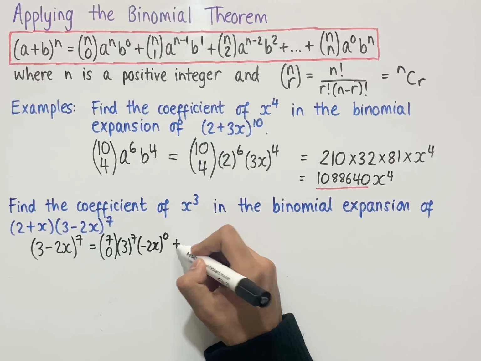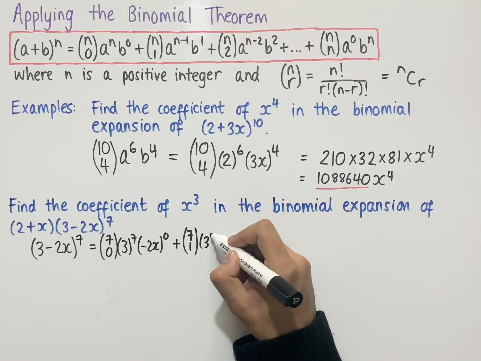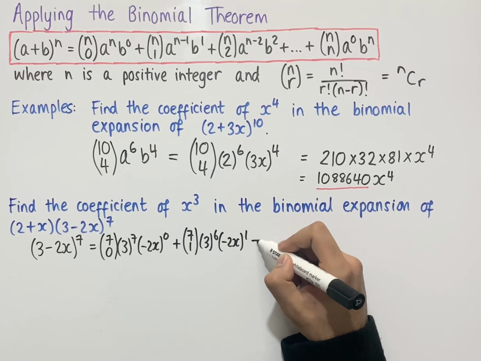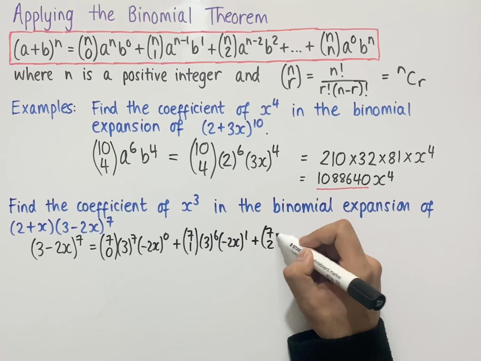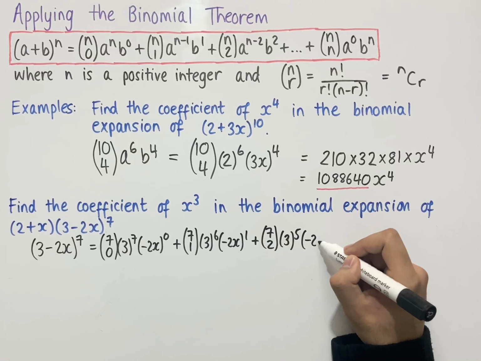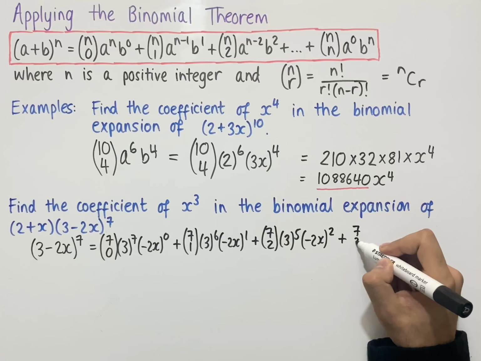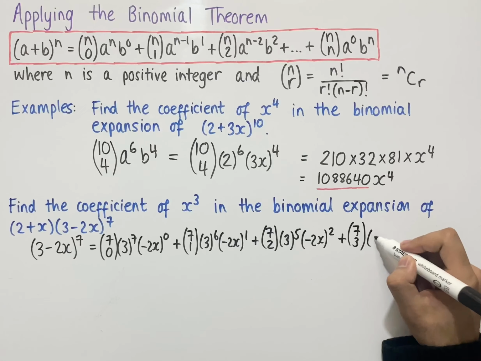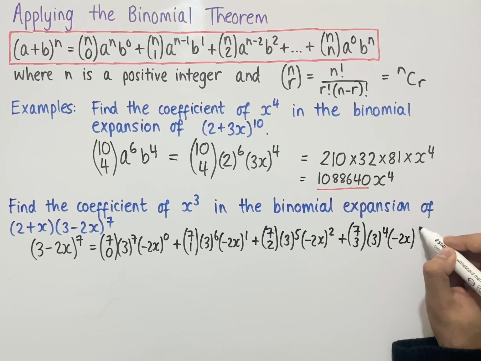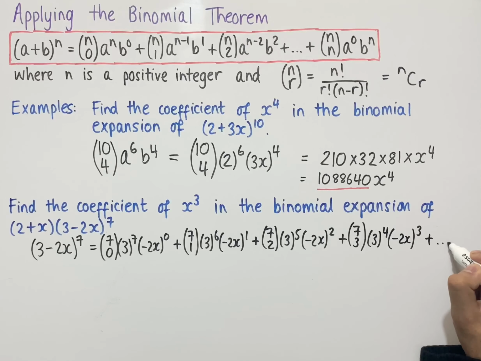And then the next term is 7 choose 1 multiplied with 3 to the power of 6 multiplied with (−2x) to the power of 1. The next term is 7 choose 2 multiplied with 3 to the power of 5 multiplied with (−2x) all to the power of 2. The next term is 7 choose 3 multiplied with 3 to the power of 4 multiplied with (−2x) to the power of 3, and the rest of the terms we're just going to indicate with an ellipsis.